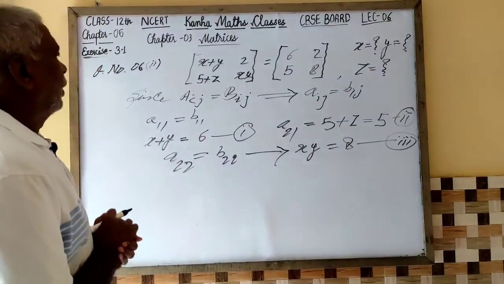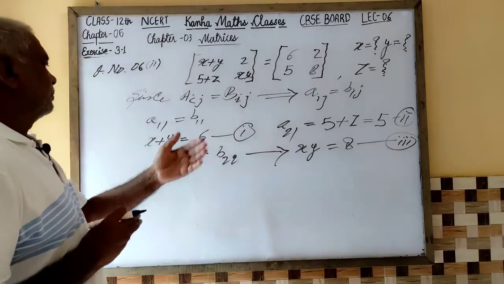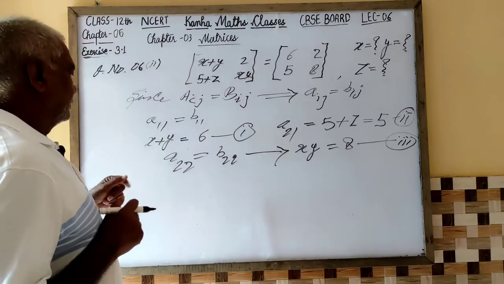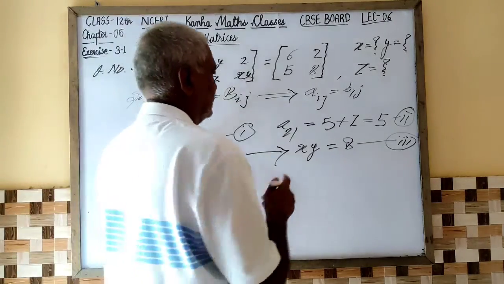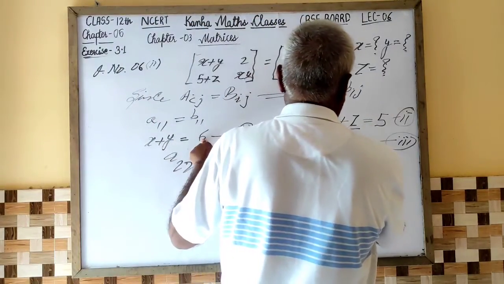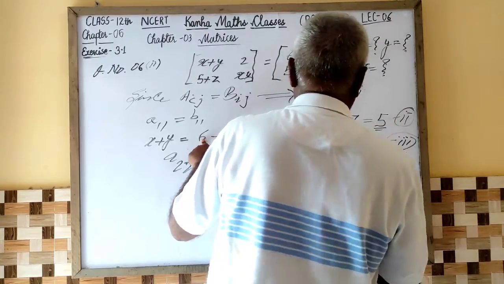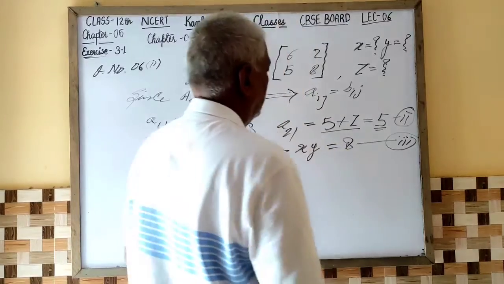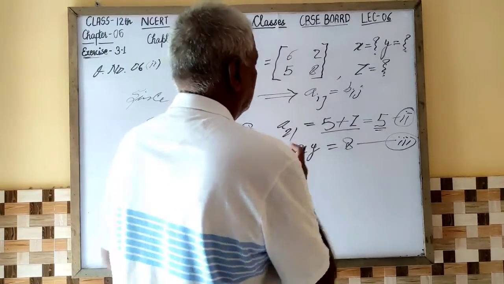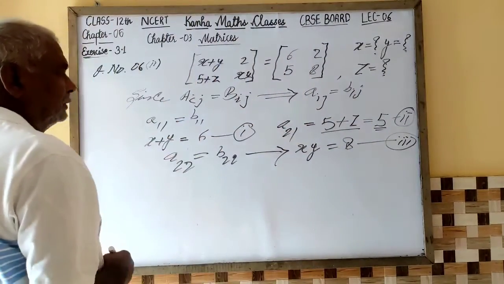यानी संबंधित सापेक्षिक अवयवों की तुलना से हमने ये तीन समीकरण प्राप्त कर लिए हैं. First equation, that is x plus y is equal to 6. Second equation, 5 plus z is equal to 5. And third equation, xy is equal to 8. We will take a glance at the three equations.